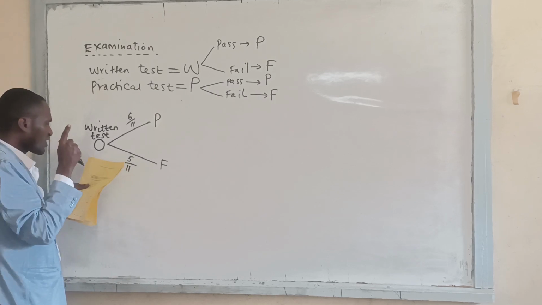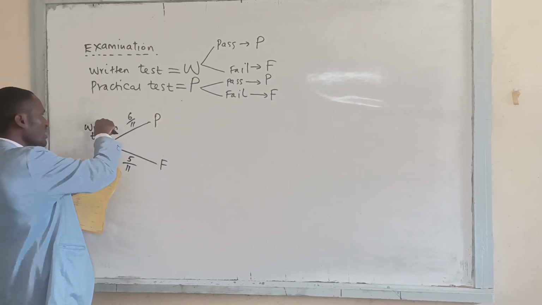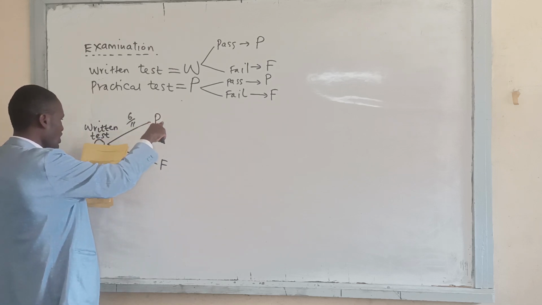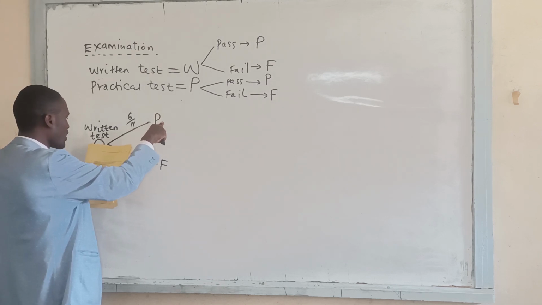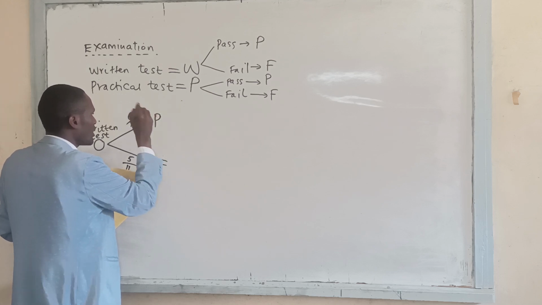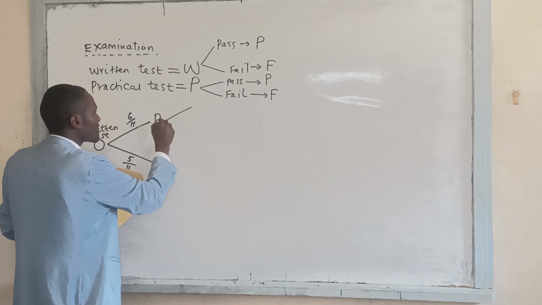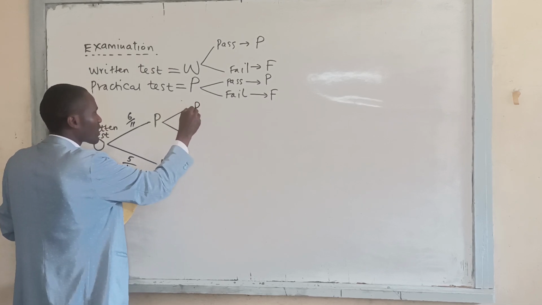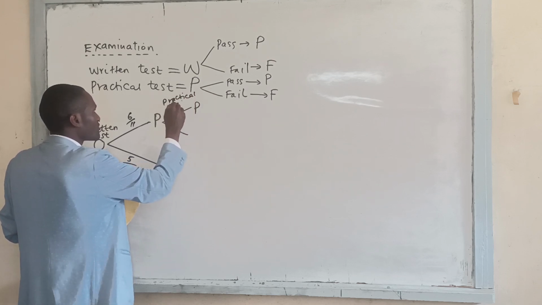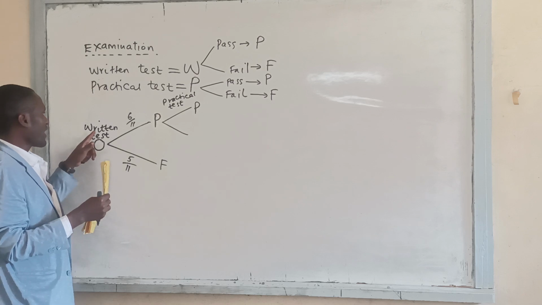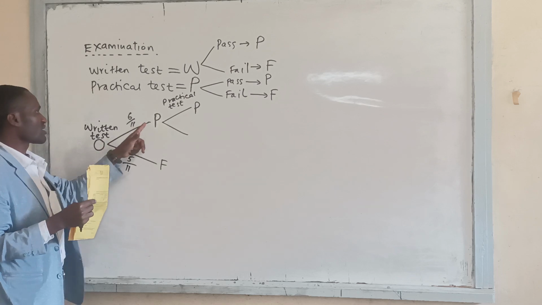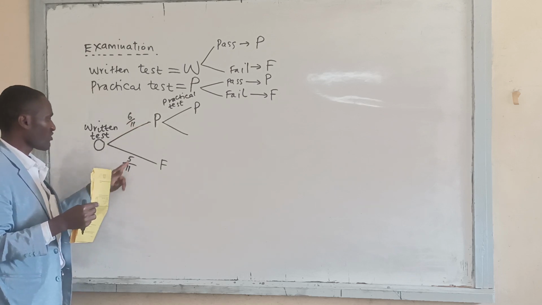And they have told us if the candidate passes the written test, you can either pass it or fail it. So if this candidate passes the written test, then the probability of passing the practical test is 3 over 5. So these are our practical tests. I had the written test. It can either get passed or get failed. If it gets passed, it is 6 over 11. If it gets failed, it is 5 over 11.